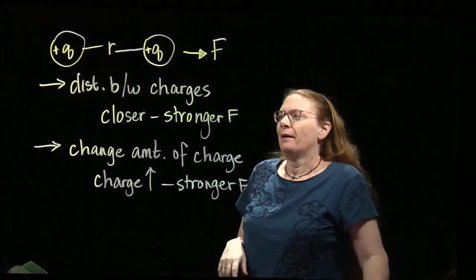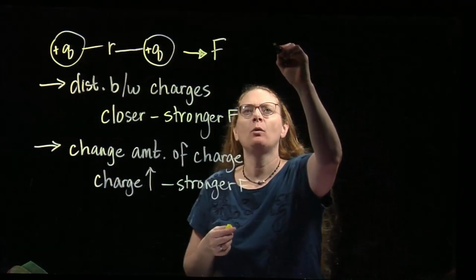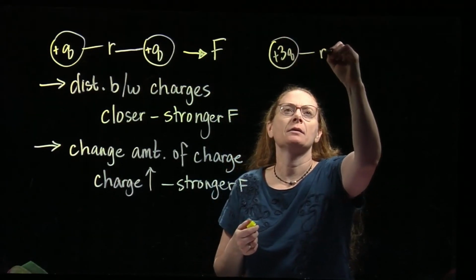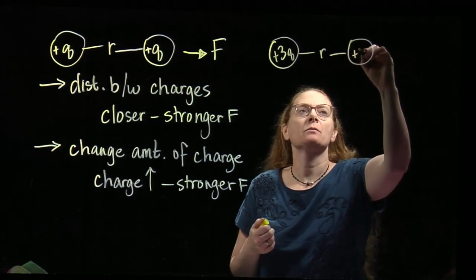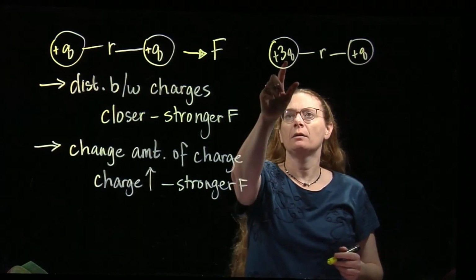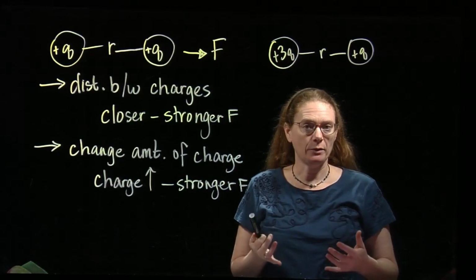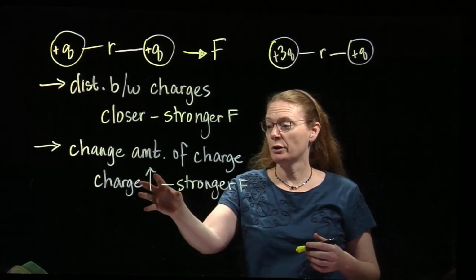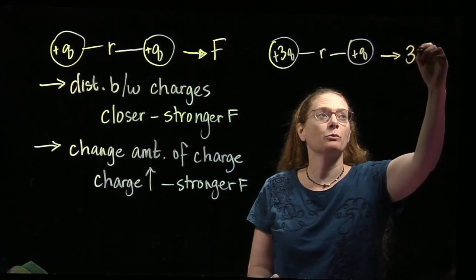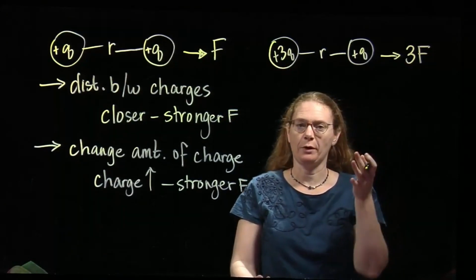What do you think would happen if now I say this is a plus 3Q at a distance r from plus Q? So I'm going to triple the amount of charge on this charge. So now it has 3 times as much charge on it. How's the force going to behave? Well, more charge means a stronger force, and it goes up directly. This means 3 times the force. If we triple the charge, triple the force.